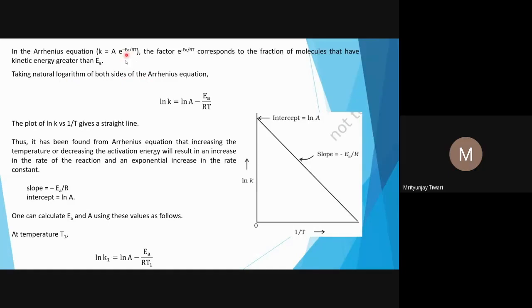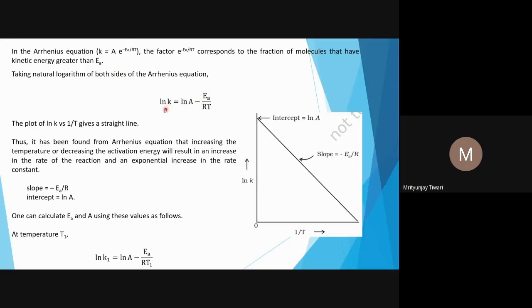If one takes the natural logarithm of this Arrhenius equation, ln k will be equal to ln A plus ln e to the power minus EA by RT. Because this is a natural base, ln e to the power minus EA by RT will become equal to minus EA by RT.